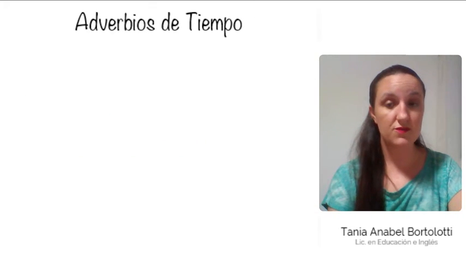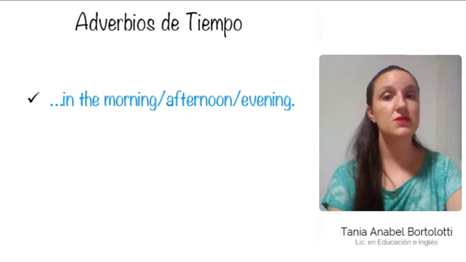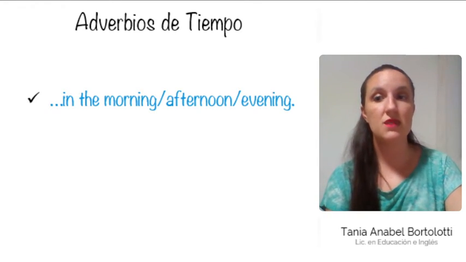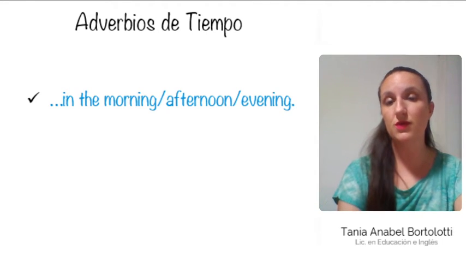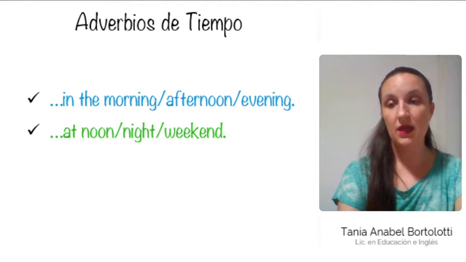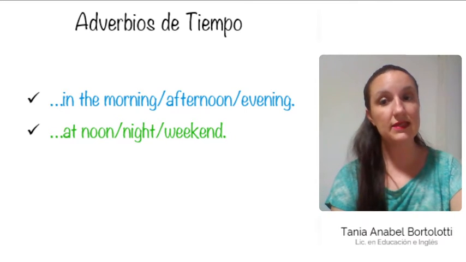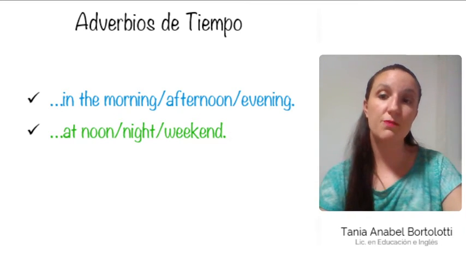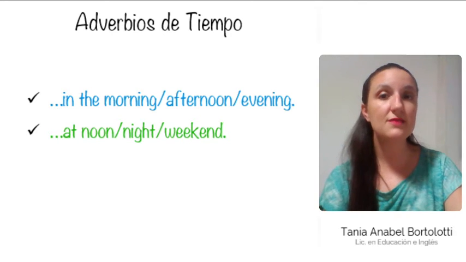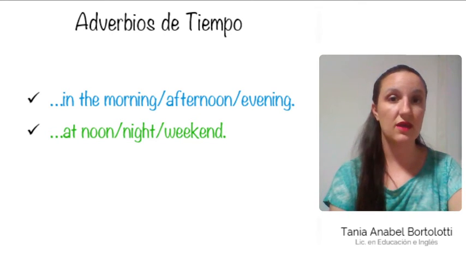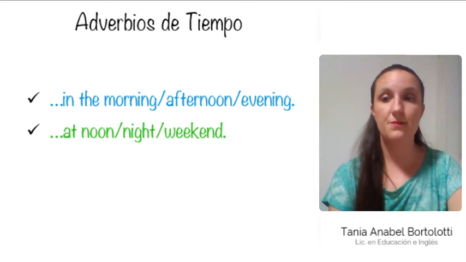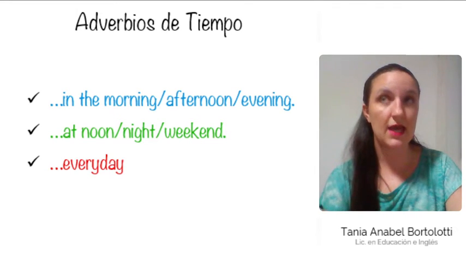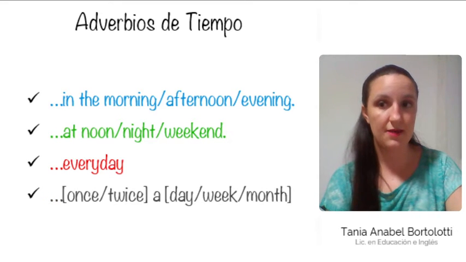Other adverbs of time or time markers that we can have are, for example, parts of the day: in the morning, in the afternoon, in the evening, at noon, at night, at weekends. This refers to parts of the day and including some days together. For example, at weekends, we can have every day on a regular basis. I always do it every day.